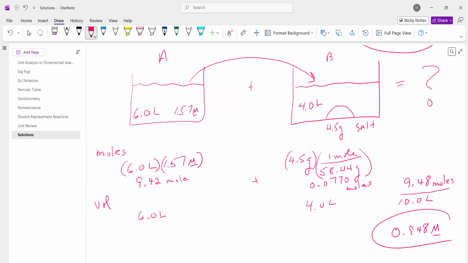So we would need to convert grams to moles in order to solve this solution. Yeah, because we started with grams and we need to go to moles, just using the molar mass. Okay, that's what I wanted to cover today.